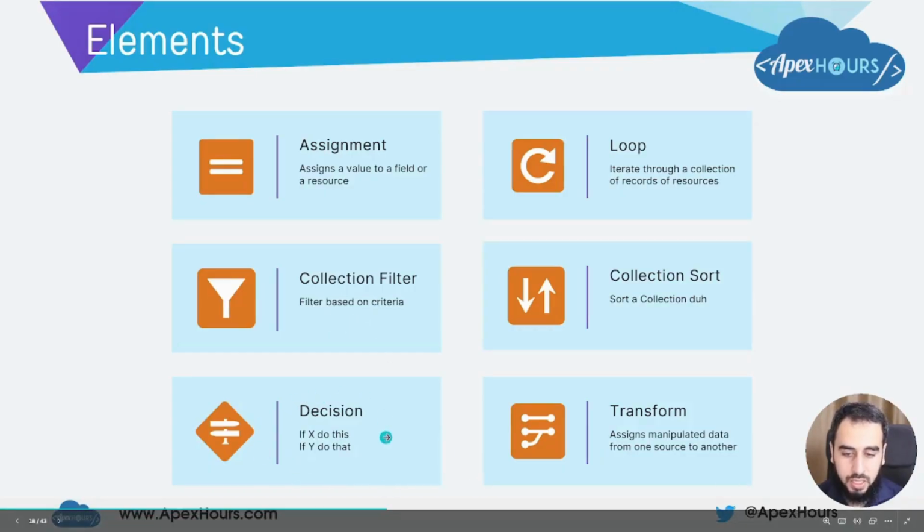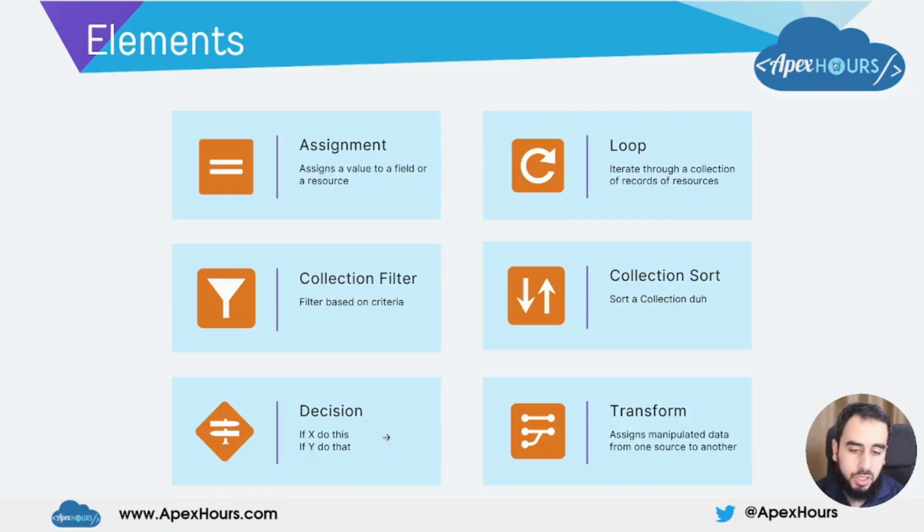A decision is basically an if statement. If the opportunity amount is greater than 500, then do X. If it is less than 500, then do Y. And then we have a loop, and now that we have maybe one or two or three collections, we can go through each record of a collection. If we have 10 opportunities, for each one of those opportunities, we're gonna do something. We'll see how to apply all of this later.